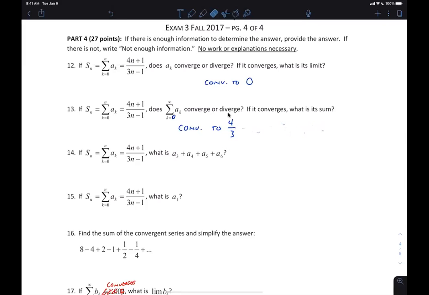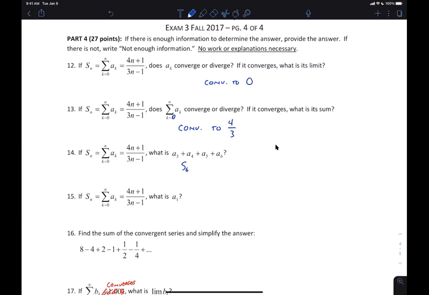Okay. Other question, that is a good comment. That's a good question. On the next one, 14, I've got it covered up. We want to find A3 plus A4 plus A5 plus A6. So, okay, we're going to use S6.